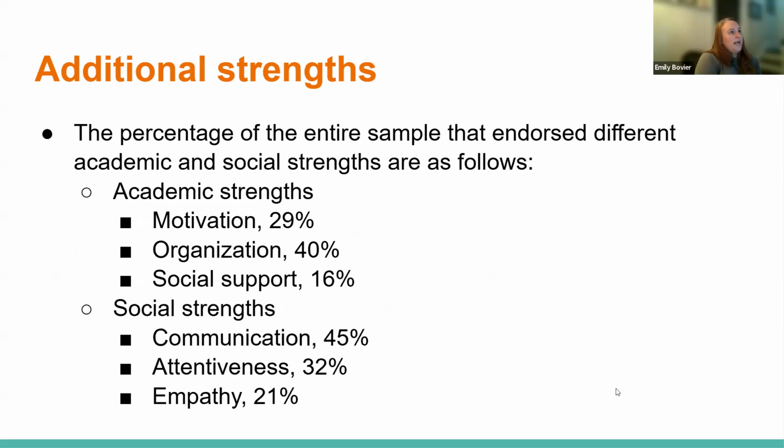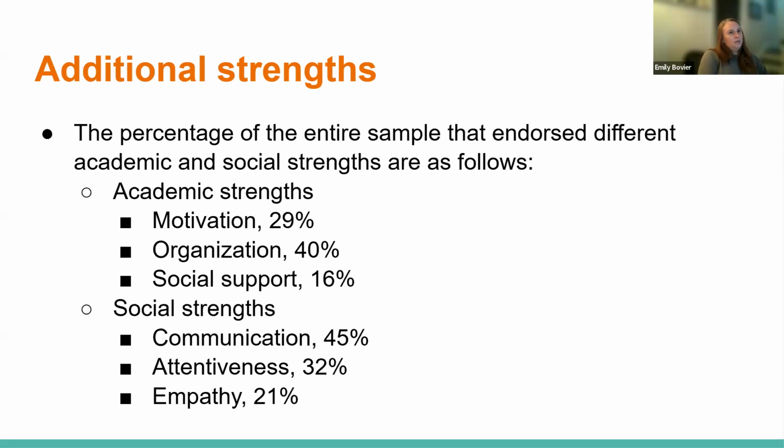So let's focus on the strengths. I highlighted communication and motivation as strengths that emerged as common themes, but let's focus on a few others that students identified. So in terms of their academic strengths, we have motivation, organization, and social support in terms of things that help students with their academics. And with social strengths, we talked about communication already, but we have attentiveness and empathy that students identify as their strengths with regard to their interpersonal relationships.